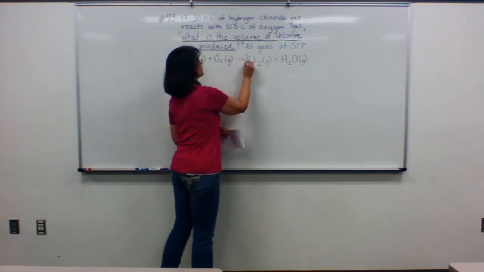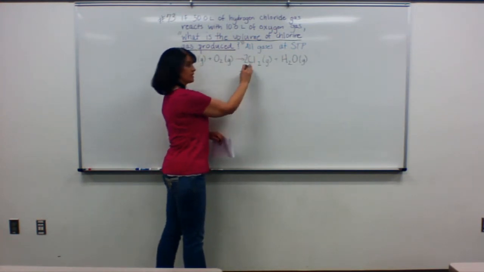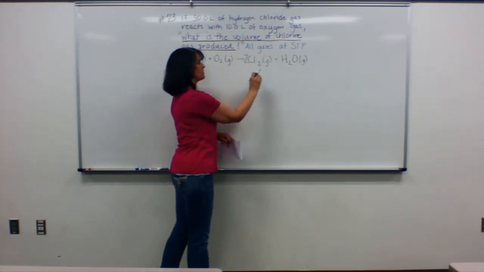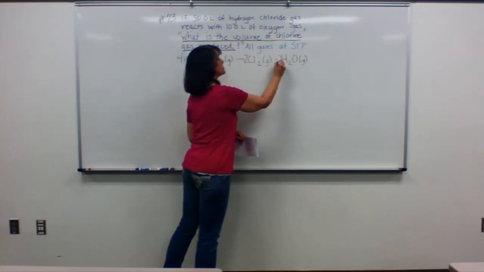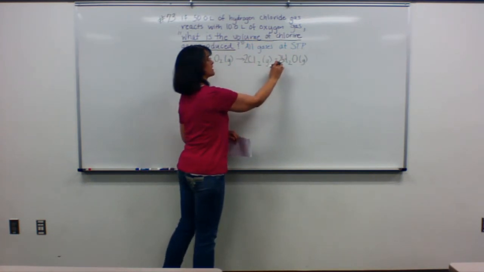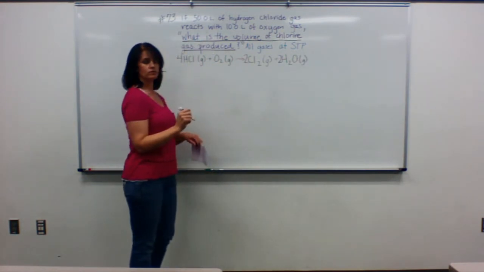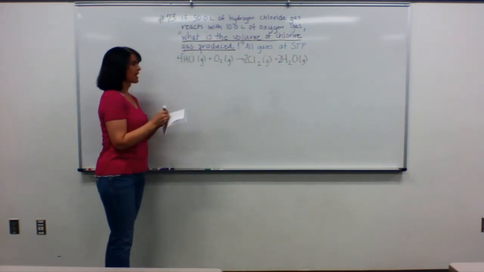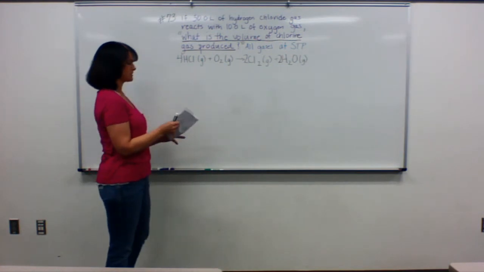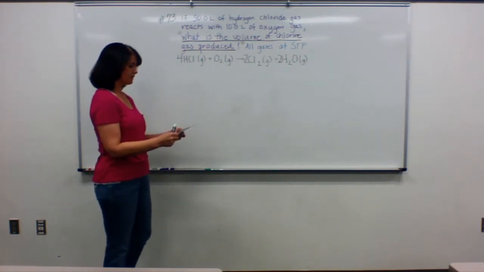You're going to put a 2 in front of this Cl2, because this times this is going to give you your 4 Cl's. Then you're going to put a 2 in front of the H2O. That's going to give you your 4 H's and your 2 O's. Okay? So now that we have the equation balanced, we can move on from there.